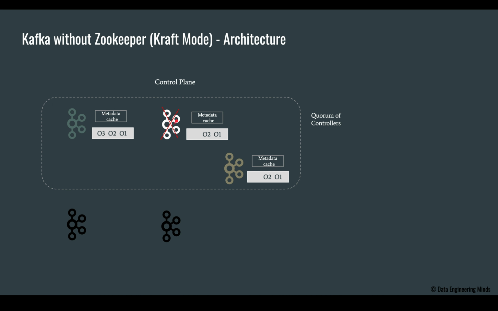Now let's imagine that one of the standby controllers fails. Then in this case, when this controller is restarted, it will first make a fetch request to the active controller and read all the latest offsets of the metadata that it has missed since its failure. Then it can start operating again.